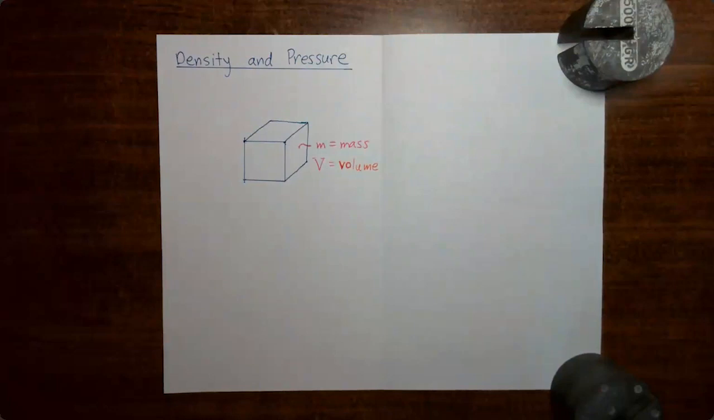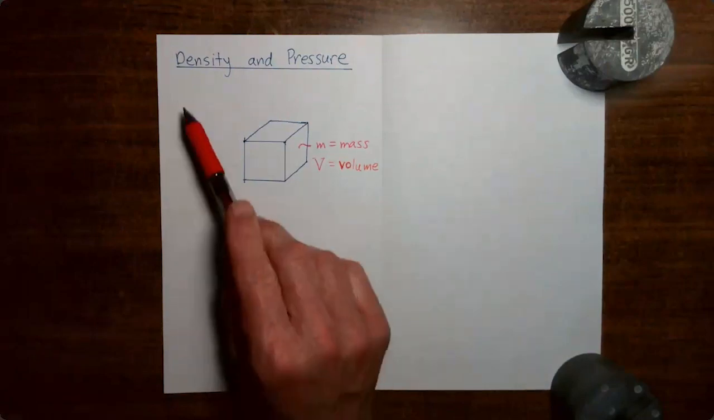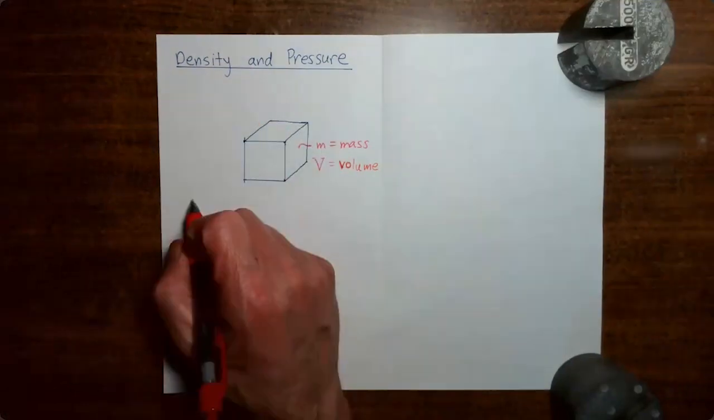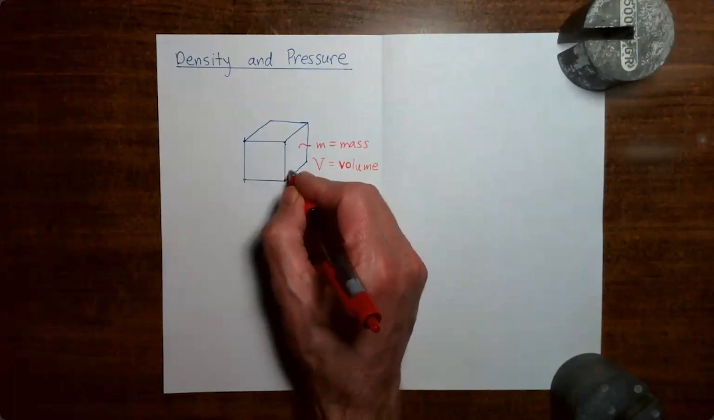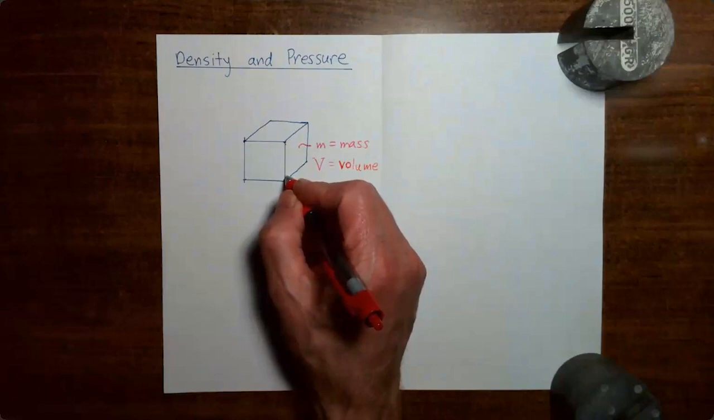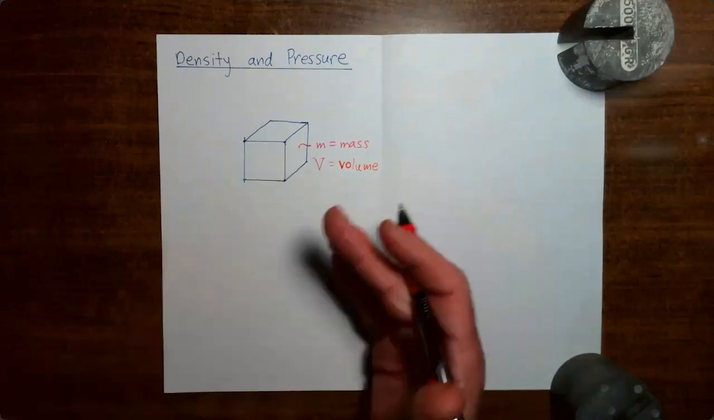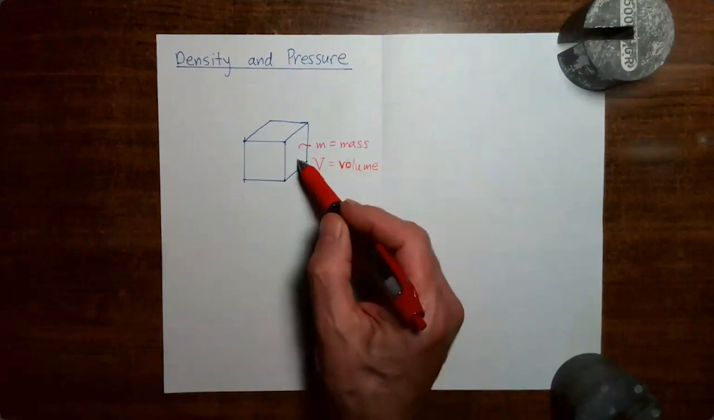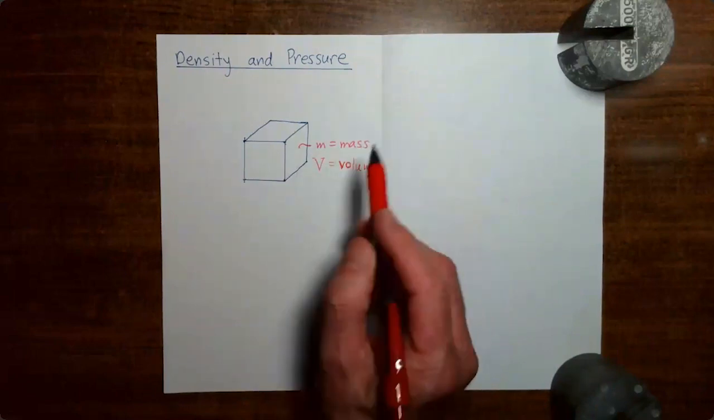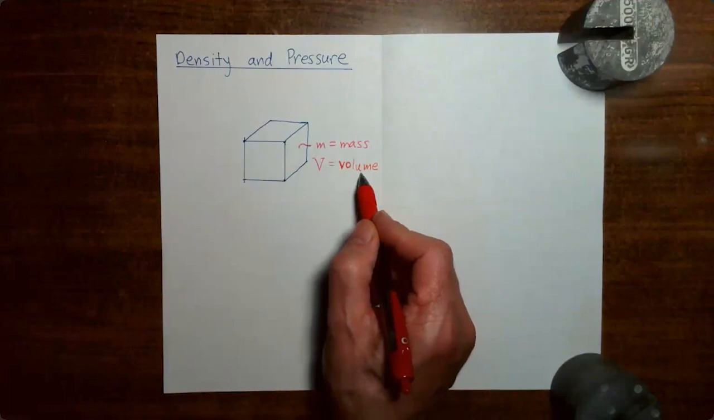In this video, I'm going to introduce you to the two most fundamental quantities we use when we describe a fluid. These quantities are density and pressure. Let's begin with density. To get started, let's look at this chunk of material here. This chunk of material could be anything. It could be a solid, it could be a liquid, it could be a gas. But anyway, let's say that this material has mass m and occupies volume V.